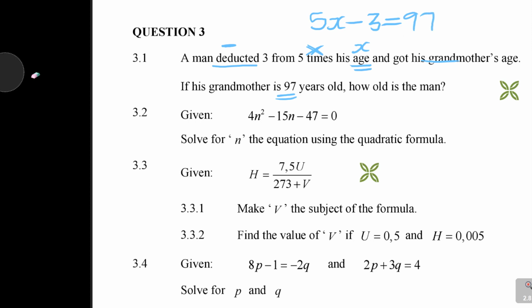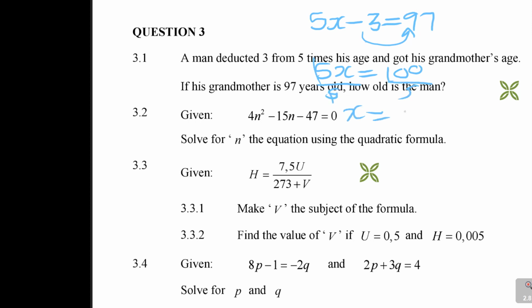Then there is the equation that you end up solving. So from there, you take 3 to the other side. You're going to say 5x is equal to 97 plus 3, which is 100. Then you divide by 5, you divide by 5. Coincidentally, yeah, it's 20. This is 20 years. You get it? So a man deducted 3 from 5 times his age of 20, and then he got his grandmother's age. So if you put in 20 where there is x, you say 5 times 20, which is 100, minus 3, is the grandmother's age, which is 97 years old.